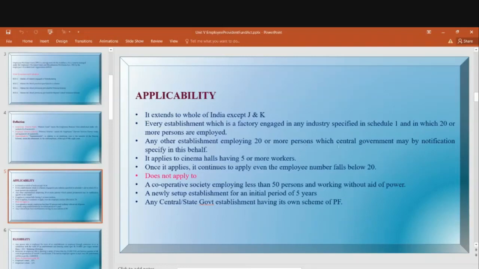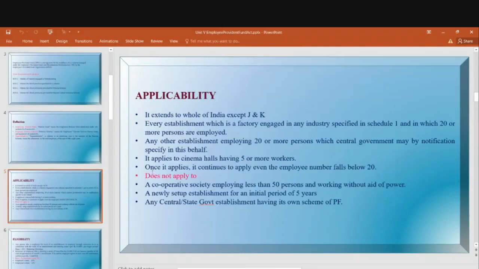So in that case, the central government, maybe by notification, has some power to include any other establishment employing more than 20 or more persons, and it applies to cinema halls having 5 or more workers. So here cinema halls are also included under this act.